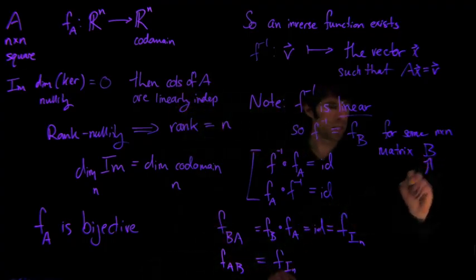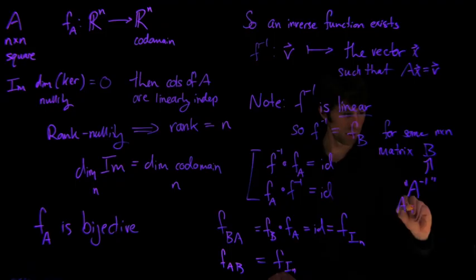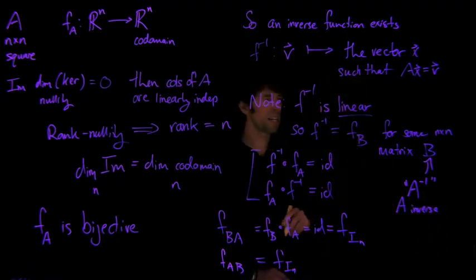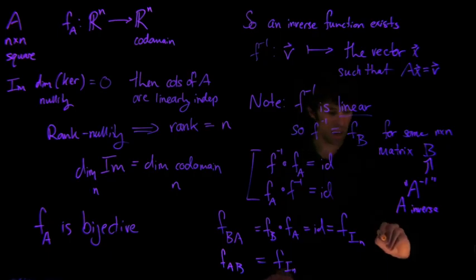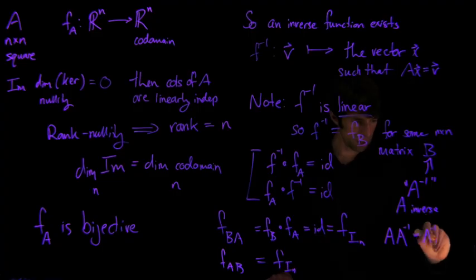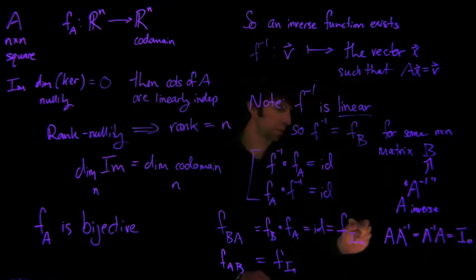So this matrix B, we call it A inverse. It's the inverse matrix to A, and it's a matrix such that A times the inverse is equal to A inverse times A is equal to the n by n identity matrix.